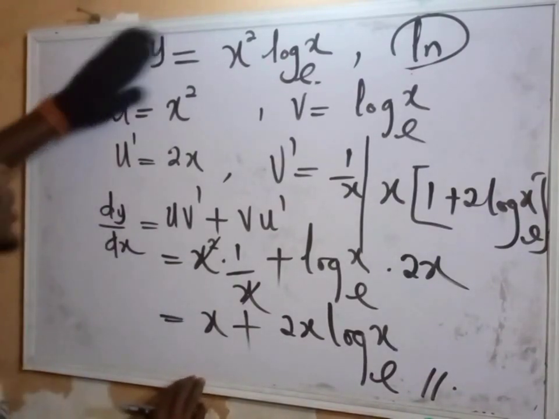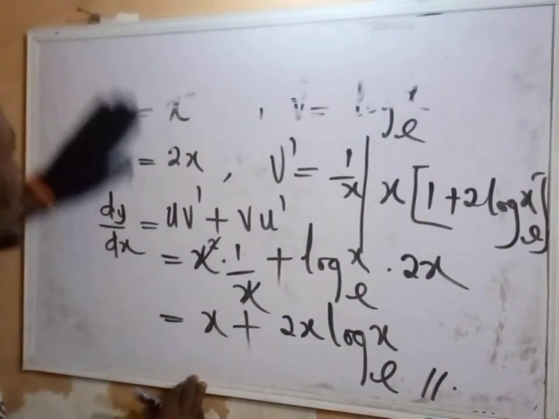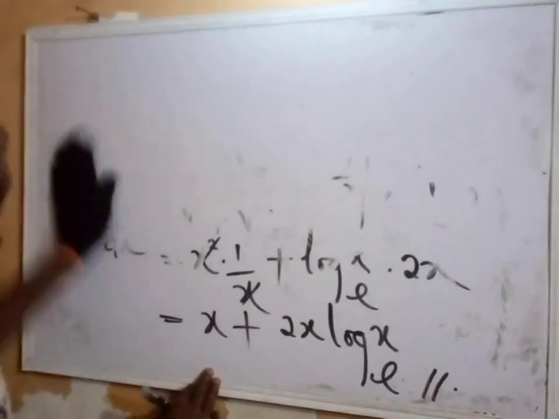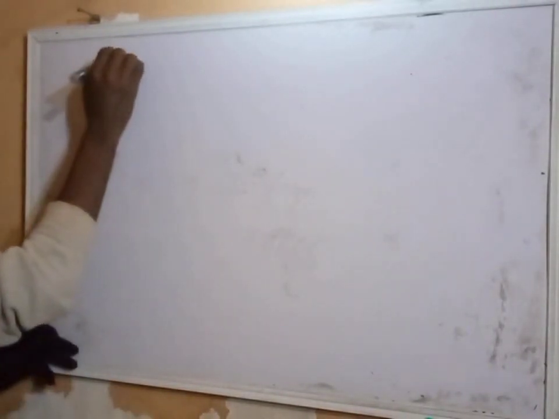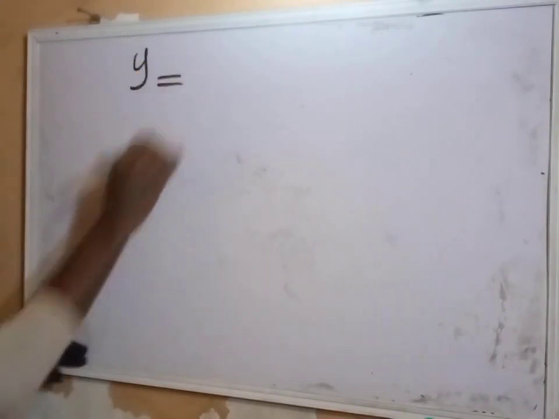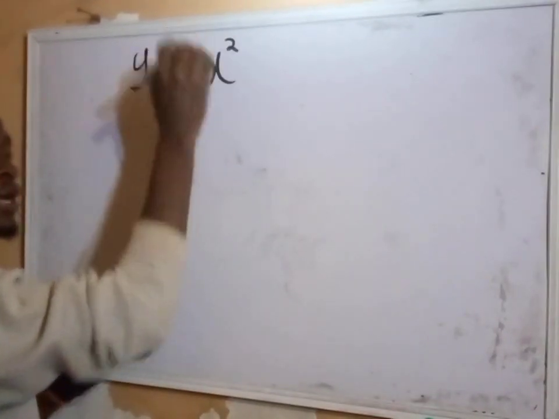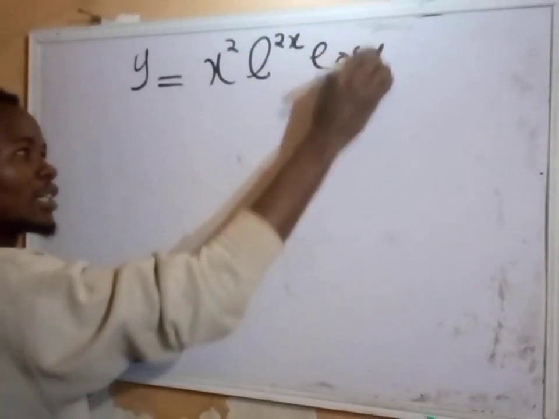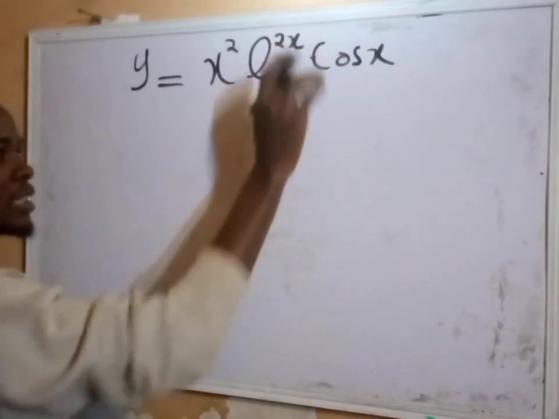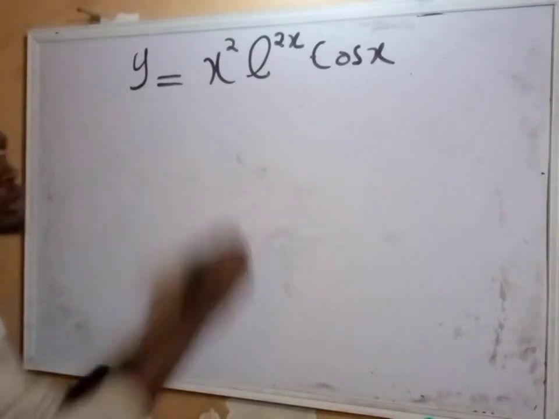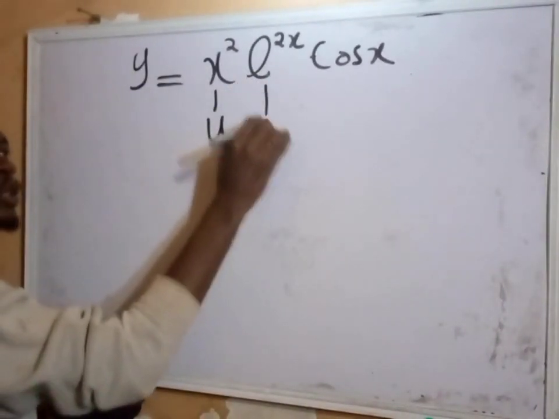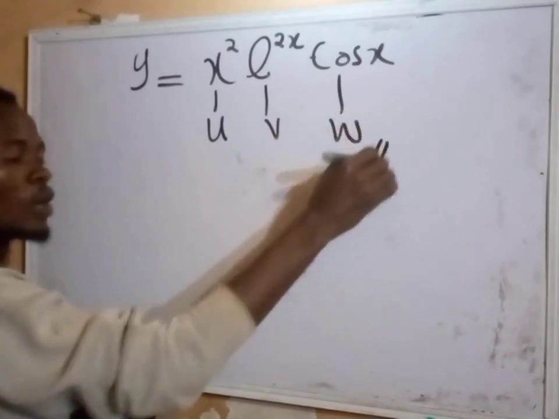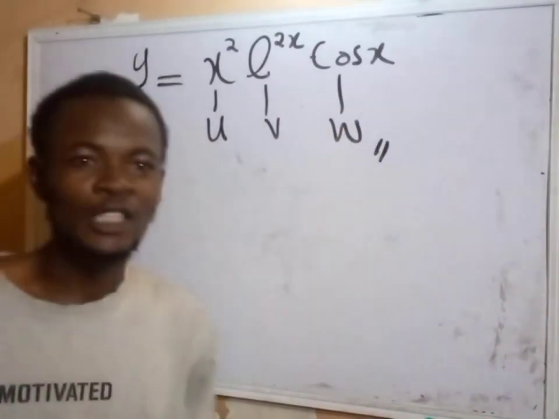Okay, I'm going to give you this assignment. Suppose we are given something like this. We have to find dy dx. Suppose we are given y equals x squared exponential of 2x cos x. So we are given this particular expression. It's very simple. What I'm going to do is let this one be u, let this one be v, and let this one be w. I will see the answer in the comment section below.